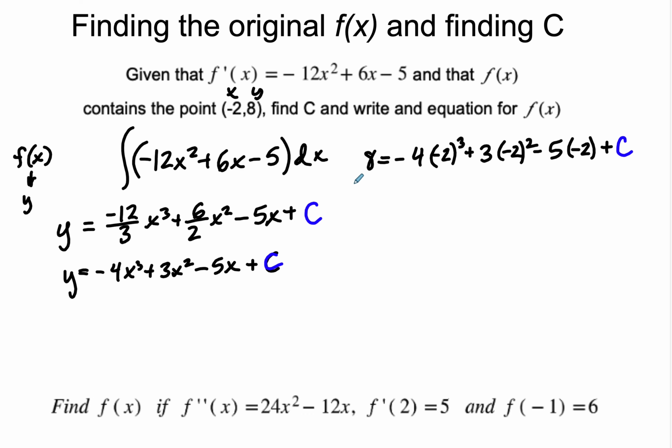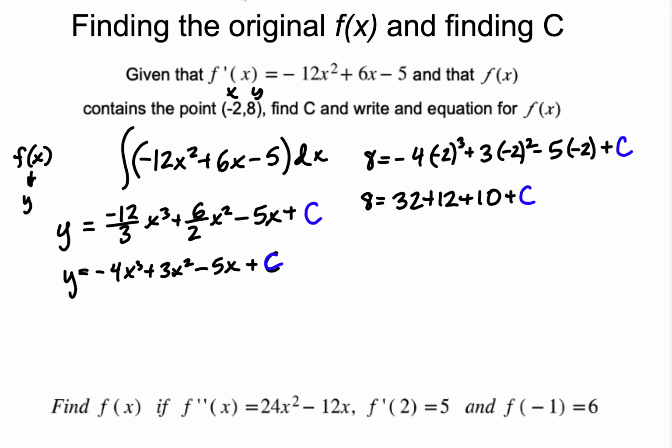So we got 8 is equal to, if we look at this, right, we got negative 2 cubed is going to be negative 8 times negative 4 is positive 32. Here, the negative 2 squared becomes 4 times 3. It's going to be positive 12. And then here we have plus 10 here, and that is going to give us plus c. So now we got to solve for c.